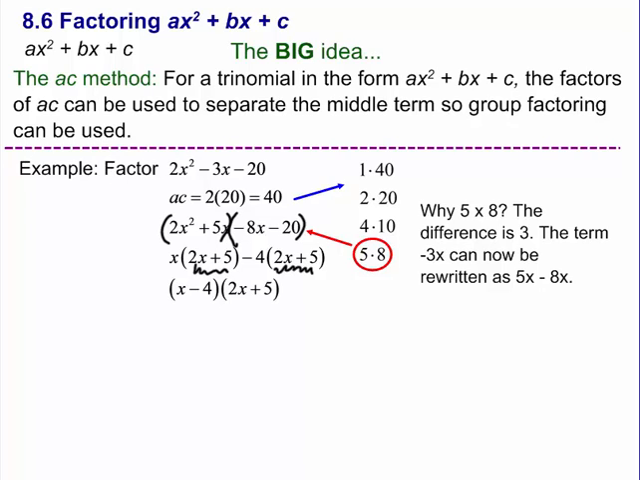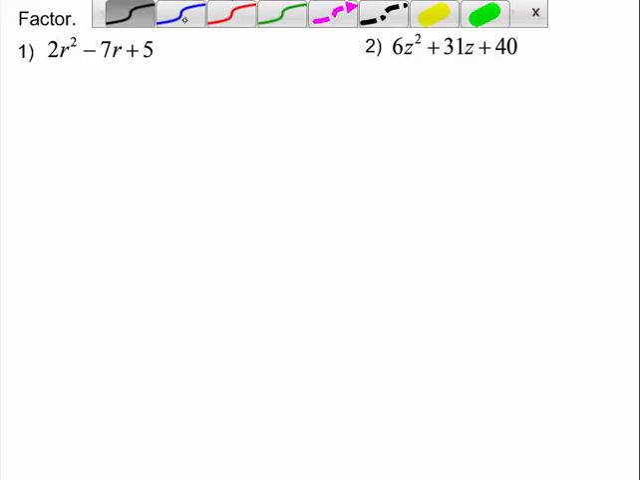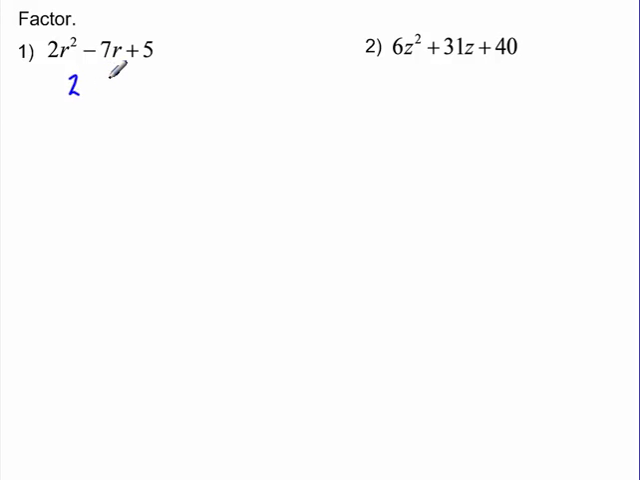So let's do a couple examples of this. It's the same process over and over again, and I know to use it because a is something other than 1. So let's use blue for this first one. What is in front of r squared, the first term, is a number other than 1, so I'm going to use the AC method. The first thing I'm going to do is take 2 and 5 and multiply them together. That gives me 10. What are the factors of 10 that add together to give me 7? I have 10 and 1, and 5 and 2. There we go. 5 plus 2 is going to equal 7.